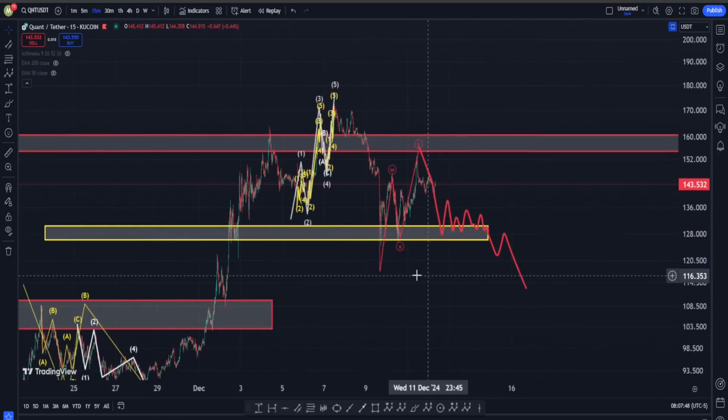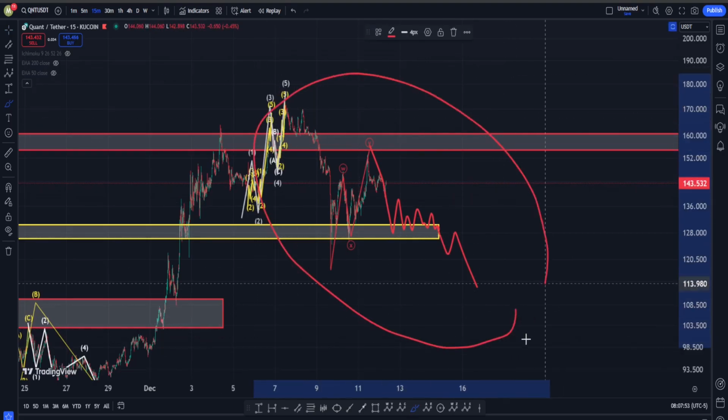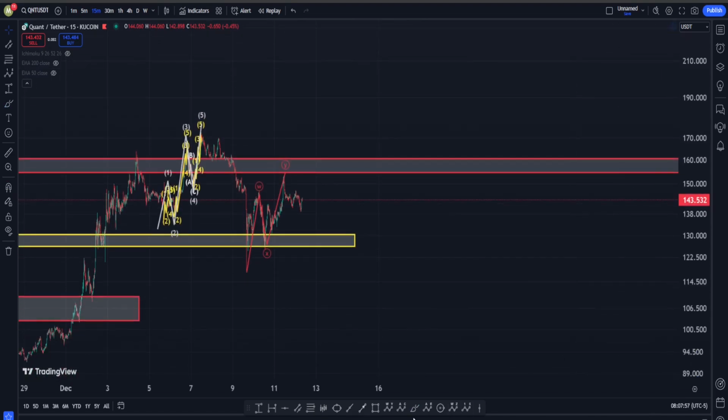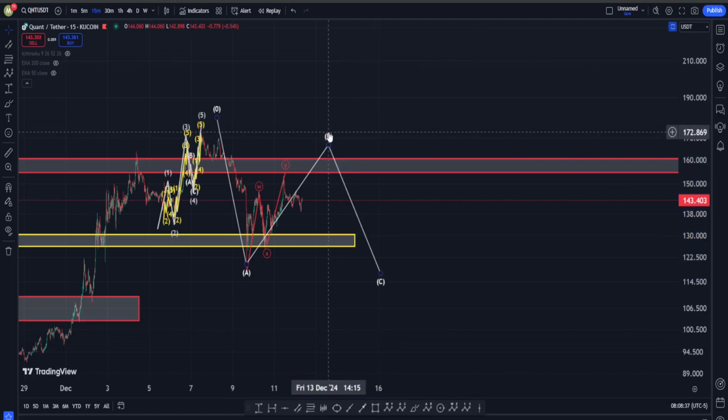However, I want you to, at that point, remember this. This whole move is just going to be a correction structure. I would argue potentially in form of, if I just take this one, an A, B, C zigzag, and after it's over, we are going to see some huge moves on the upside in quant. So let's have our final conclusion and wrap up today's video.